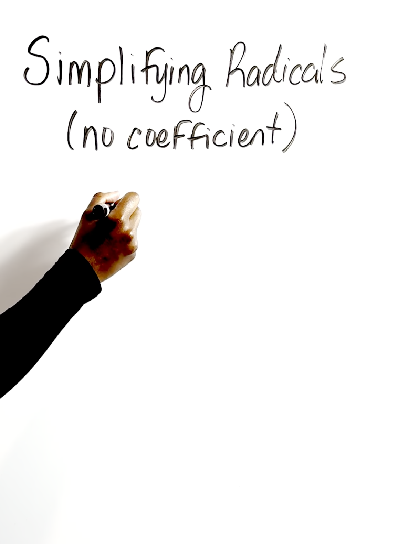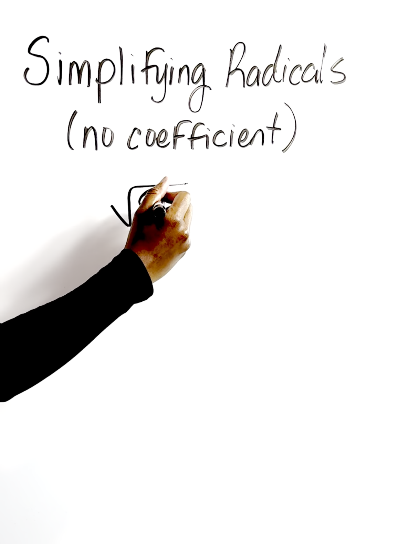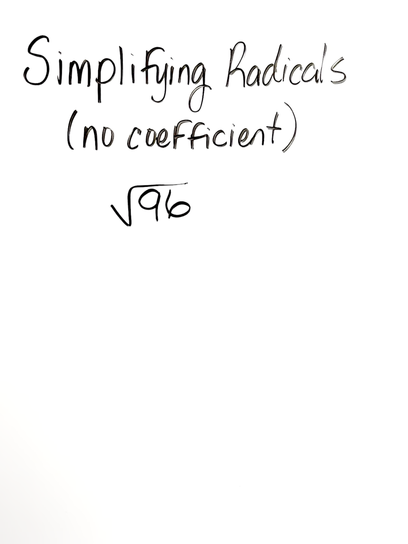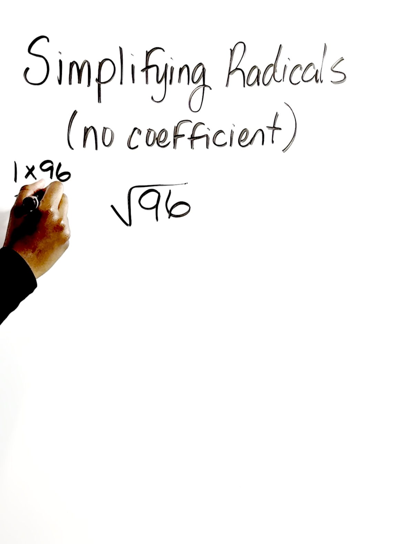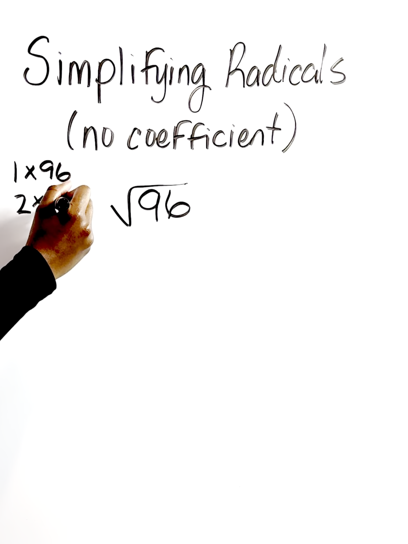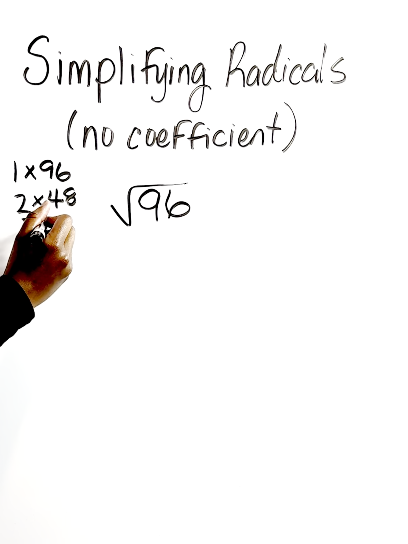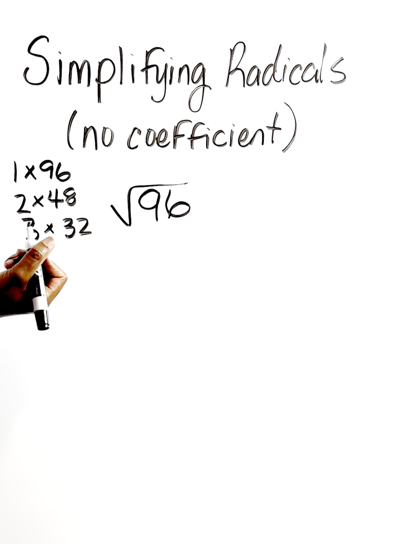All right, so we have the square root of 96. Of course, the very first thing that we're going to do is list the factors of 96. In this case, we have 6 factors. So we're going to say 1 times 96, 2 times 48, 3 times 32.